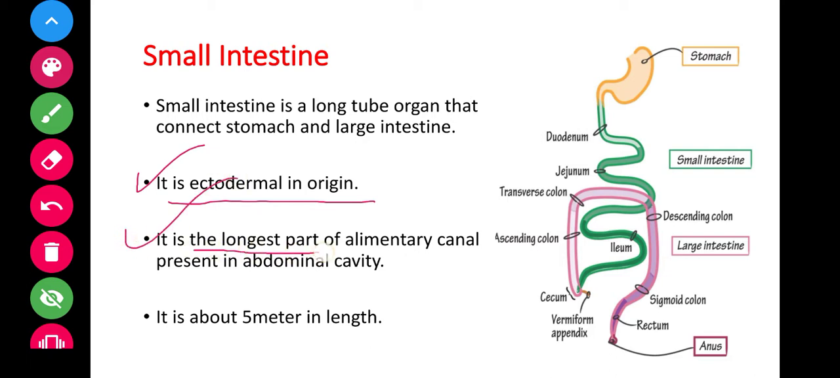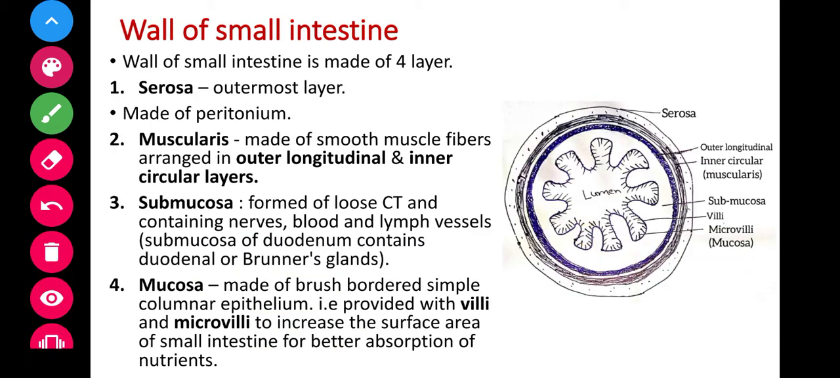It is the longest part of alimentary canal present in the abdominal cavity, okay? And it is about 5 meters in length. Now we will see the wall of small intestine, okay? This is the small intestine. We will see this structure, okay?